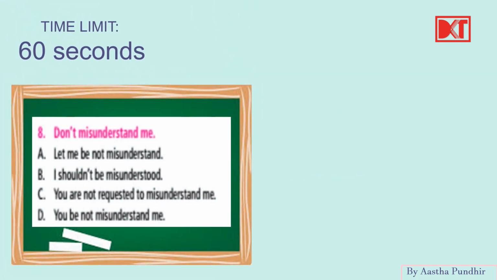Okay, here, don't misunderstand me. Options are: let me be not misunderstood; I shouldn't be misunderstood; you are not requested to misunderstand me; you be not misunderstand me. The correct answer here is B. I shouldn't be misunderstood. Okay. Me here, you see the change of pronouns? Me here becomes I because me is the object here and it becomes the subject here, so changes to I.